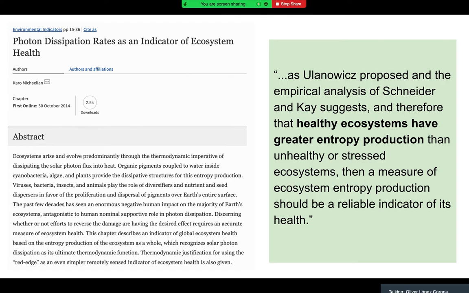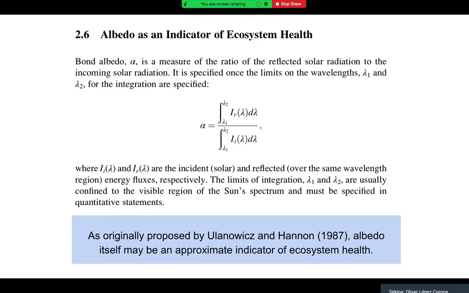And finally, we are very interested in assessing planetary antifragility. For that, we are following the work of Karol Mikhailian, who proposes that healthy ecosystems have a greater entropy production, and we know that entropy production is mainly achieved by photon dissipation. So the albedo measurements should be a good indicator of ecosystem health.